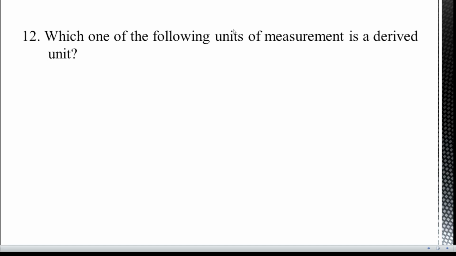Which one of the following units of measurement is derived? And how to answer? To give our best answer, what we have to do? We have to see the alternatives. Alternative A says the Newton. Newton means simply kilogram times meter per square second. Yes, it is a derived unit.